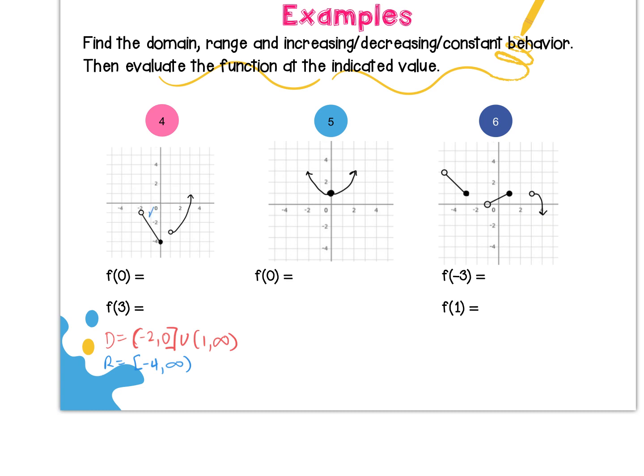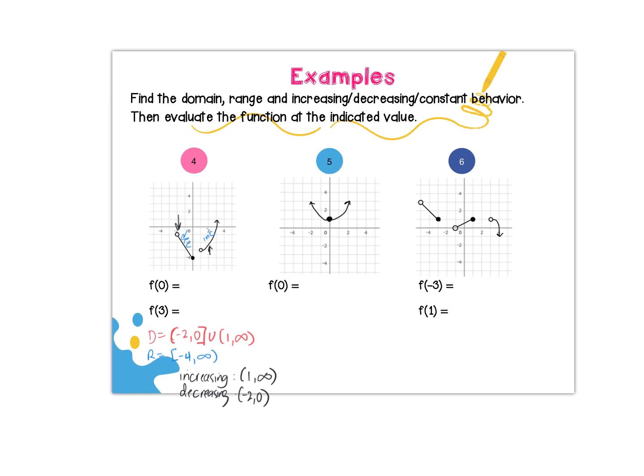I know this is decreasing. I know this one is increasing. So again, I go increasing, right? And it's increasing on this one, which is 1 to infinity. And it's decreasing at this one, which is negative 2 to 0. Okay? And so that's the decreasing part.